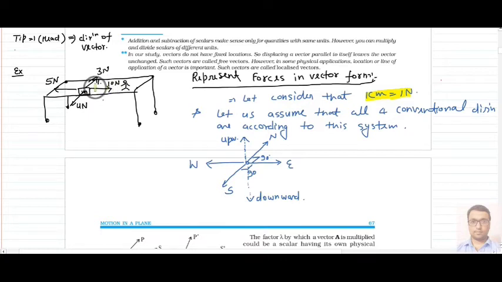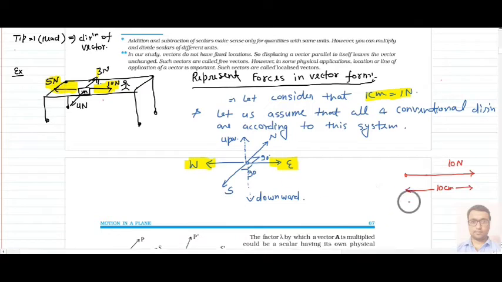So here you can see the first force is 10 Newton and the direction is towards east. How will we represent it? For that we will make one arrow, and this arrow will have a length of 10 centimeter. This arrow will represent 10 Newton of force and the direction is towards east. Then the second force is 5 Newton, and its direction is towards west. So in this direction we will make our second force of 5 Newton.